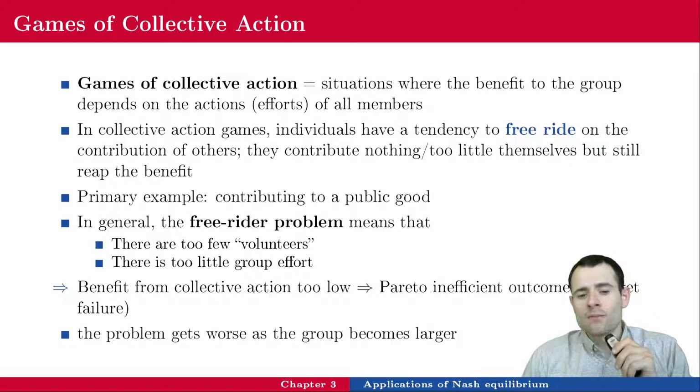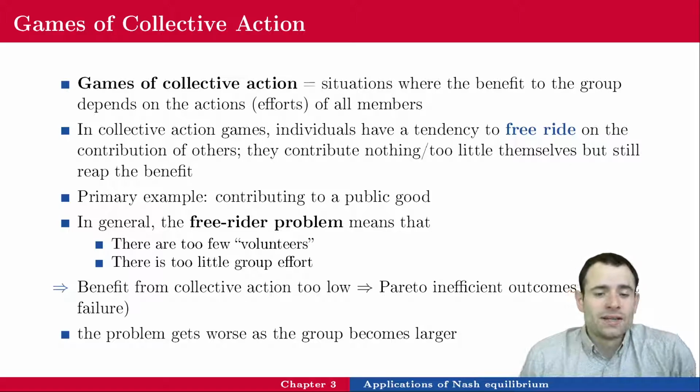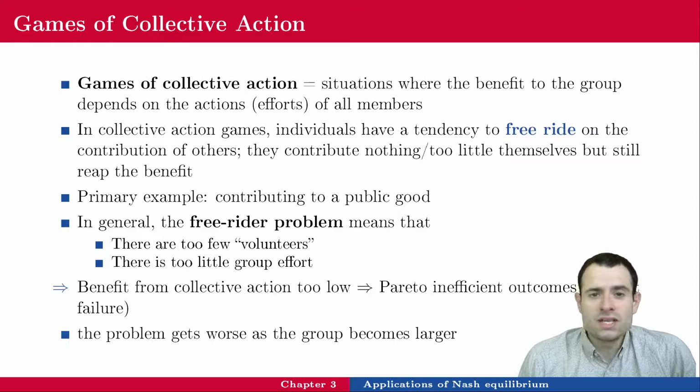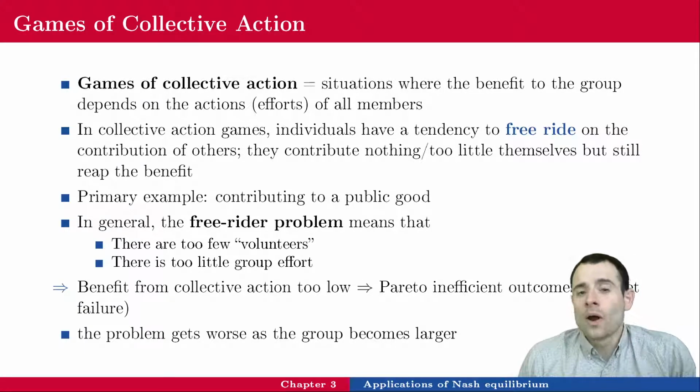As the group becomes larger, you can expect this problem to get worse. Detection is harder. If you are one among 5 people, people will see if you are not doing your part. If you're one among 100 or one among 1,000, you can hide behind the mass. This is kind of the mass effect.